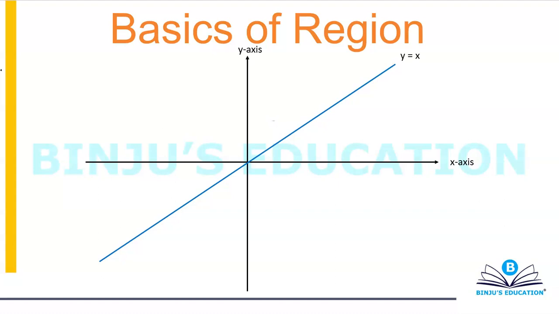When you connect all these points, the line that you get is y is equal to x. So this is what is meant by the line y is equal to x: all the points that lie on the line have equal x and y coordinates. Now I have a question.